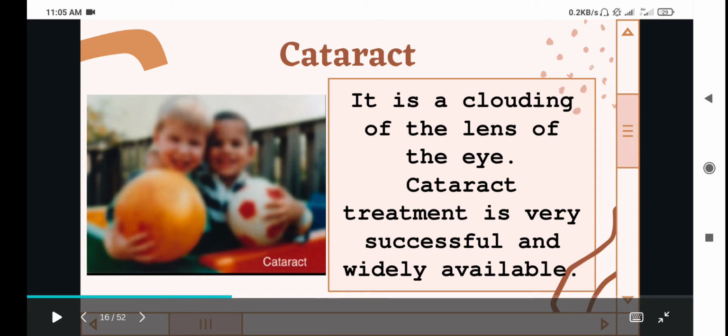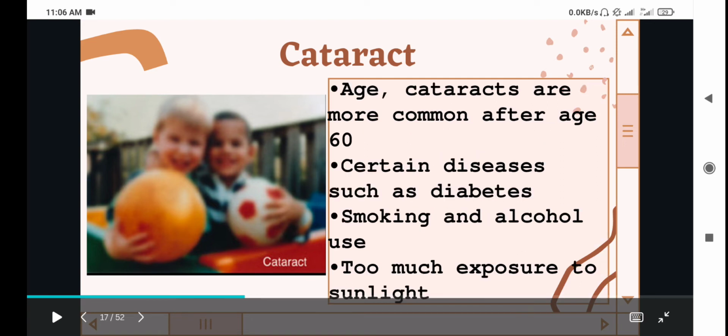Next, we have cataract. It is the clouding of the lens of the eye. Cataracts are most common in older people but can also occur in young adults and children. Cataract treatment is very successful and widely available. Causes: cataracts are more common after the age of 40, but they can occur even in children. Other causes are certain diseases such as diabetes, smoking and alcohol use, and too much exposure to sunlight.